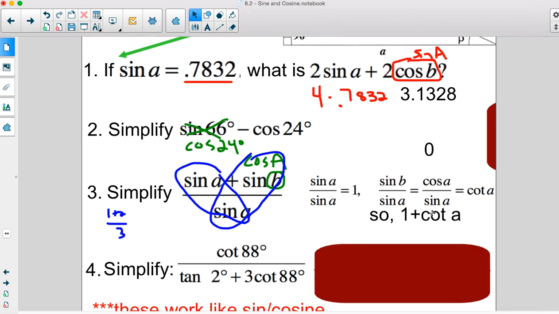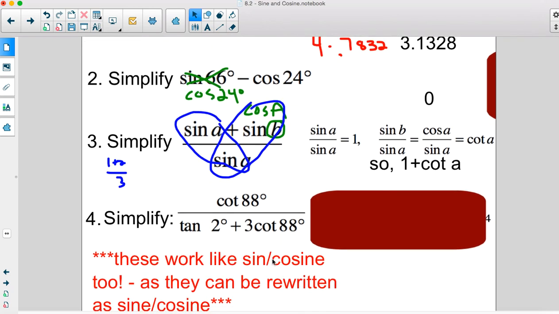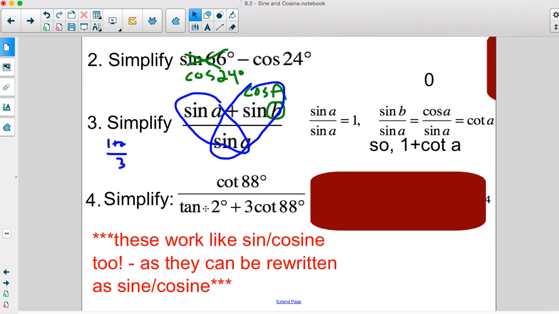That was the activity from the last class, so the answer to those three questions you had from last time is they're all the same, right? Okay, last question here. Cotangent of 88 degrees, tangent of 2 degrees, 3 cotangent of 88 degrees.